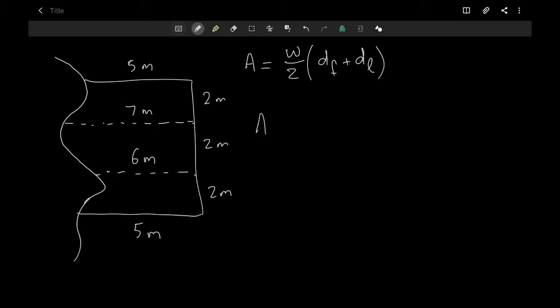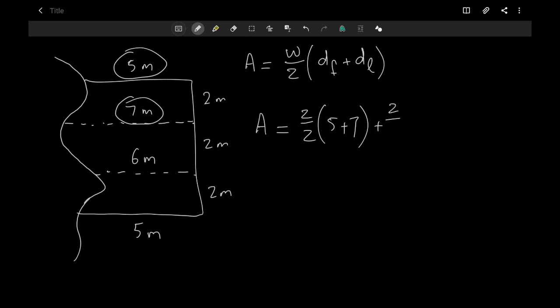So let's do the first one. A equals, we know W is 2 for all of them, so it'll be 2 over 2. df for the first one is 5 plus dl for the first one is 7, plus, let's do the second application. Again, W is 2, so 2 over 2. df for this now would be 7 plus dl is 6. That's your second application.